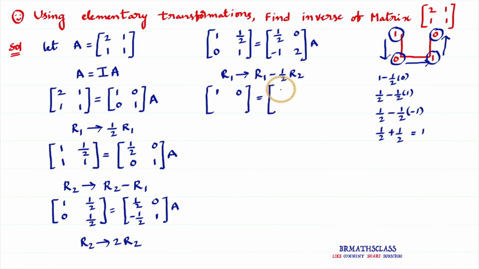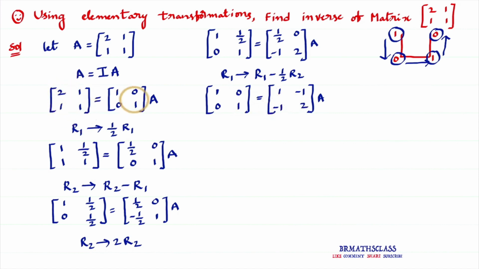So what you will get here? Here you will get 1. Now R1. What is R1? Here this element. Look here. R1, 0 minus 1 by 2 into the corresponding element in the second row. That is 2. So what you are getting here? 0 minus, this 2 will get cancelled. 0 minus 1, that is nothing but minus 1. So you are getting minus 1 here. I hope you are understanding. So any change in row 2? No change in R2. So we will write row 2 as usual, minus 1.